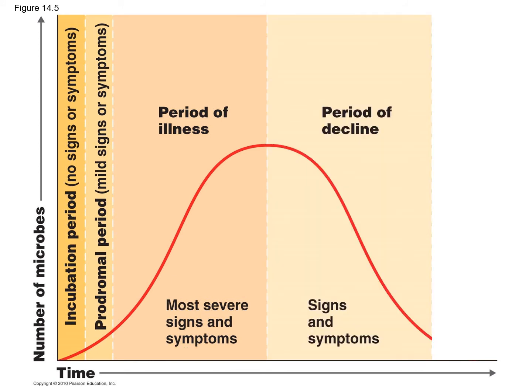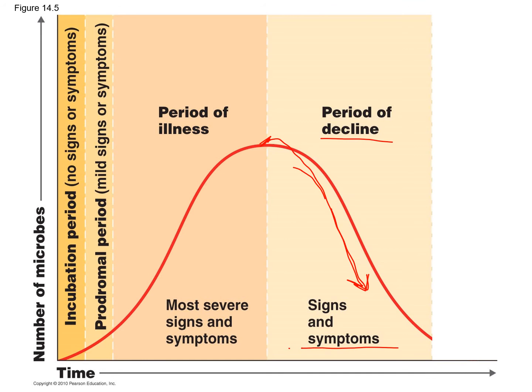So period of decline, decline refers to the number of microbes because the number of microbes are declining, probably because your immune system is responding and eliminating the microbes from your body. Also, period of decline is where the signs and symptoms are declining. So this is where the fever broke, so your temperature is going back down. It's where the pain is being reduced. Your appetite is coming back, the swelling's going down. So that's the period of decline.